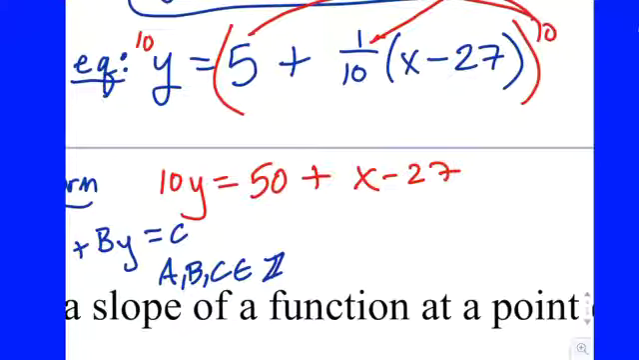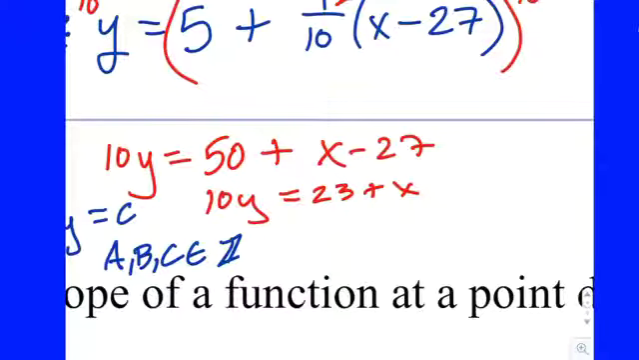And now we just get everything on one side. So if I, let's do this, 10y equals 50 minus 27 is 23 plus x. I'll bring the x across. Negative x plus 10y equals 23. That's one version of it.